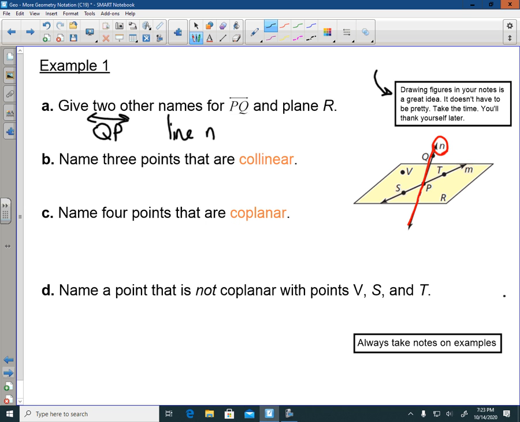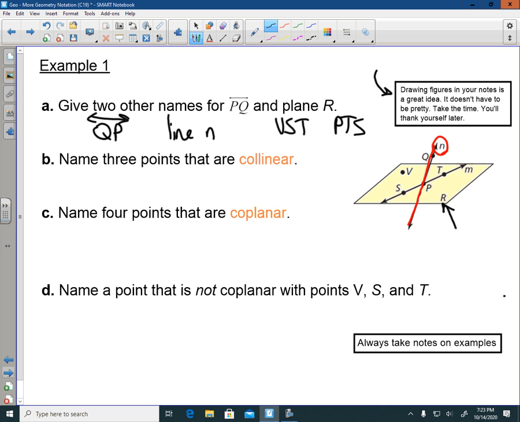Now we could give 2 names for plane R by picking 3 points on that plane. Notice that R is not a point. How do I know that R is not a point? That's right, because there's no dot next to it. It's just a label for that plane. But we could call that plane something else. We just need to pick 3 points. So we could call it, I don't know, how about VST? We could also call it PTS. Those are 2 great names for plane R.